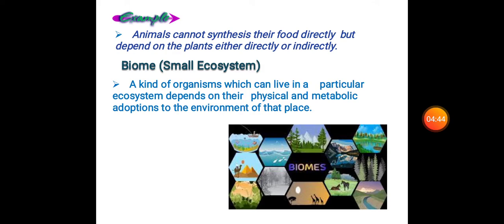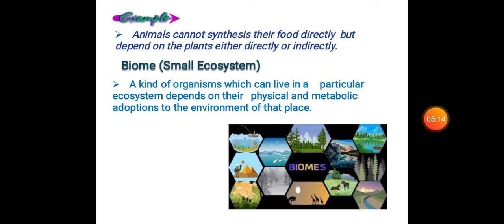Next concept, biome. The important thing: biome means small ecosystem. In our environment a large number of ecosystems are available, for example pond ecosystem, lake ecosystem, aquatic ecosystem, grassland ecosystem, desert ecosystem, like this. So among these, the small kind of ecosystem is called the biome.